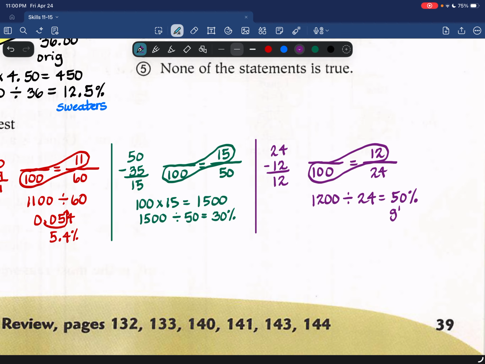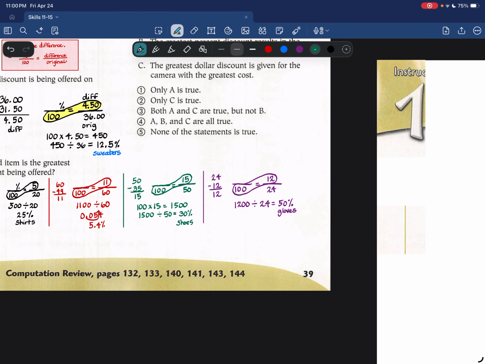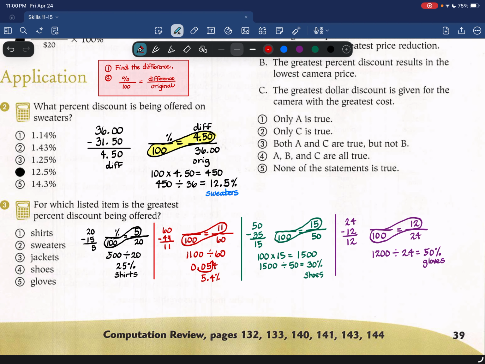So gloves is your biggest. I've forgotten. Are we looking for the biggest or the least? Let me go back and... The red was what? Sweaters. No, jacket. And we are looking for the greatest percent discount. So that would be that 50% for gloves.